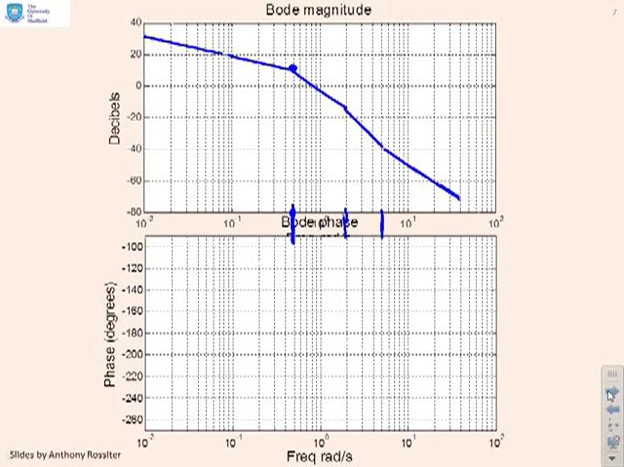Now, in terms of the phase plot, oh, sorry, I'm in the wrong question entirely. We started at minus 90, then we went down to minus 180, and then we went down to minus 270, and then back to minus 180. So there's your phase asymptotes.